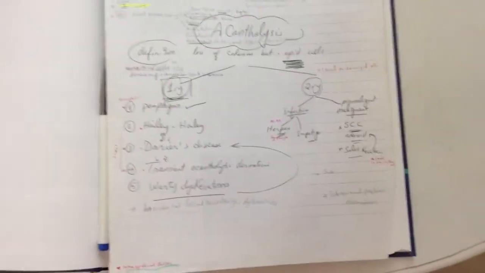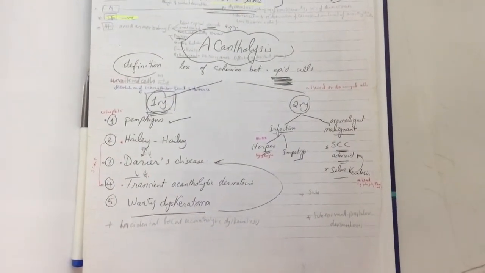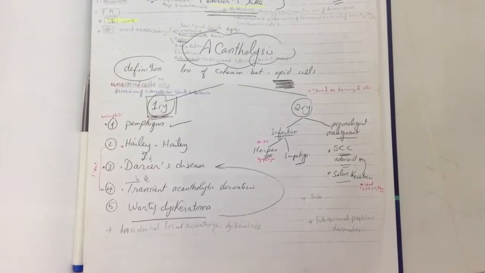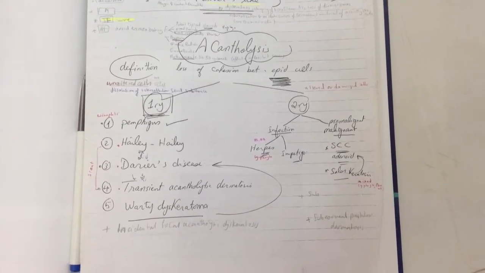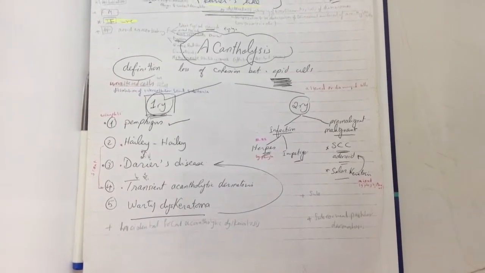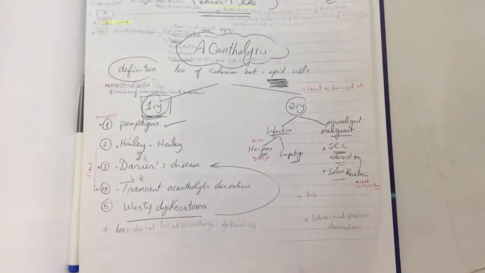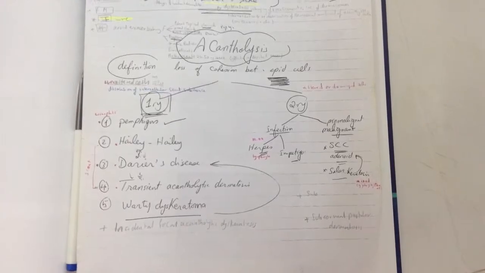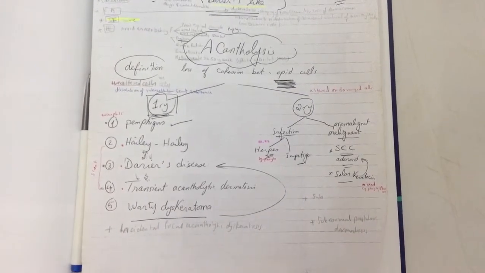We will give a note now on acantholysis. The acantholysis definition: it is loss of cohesion between epidermal cells. It is either primary or secondary. Primary means it occurs in unaltered cells due to dissolution of intercellular cement substance. And secondary means altered or damaged cells.